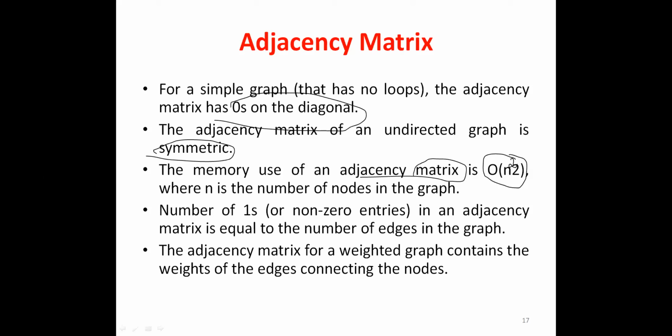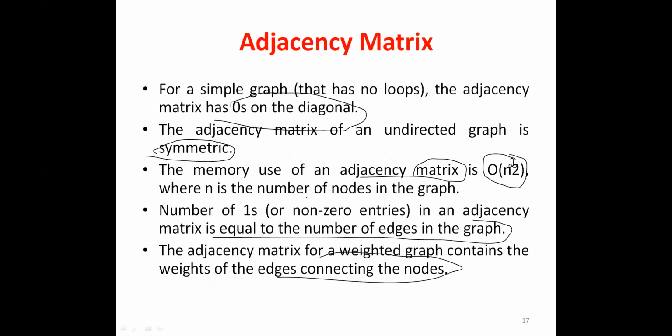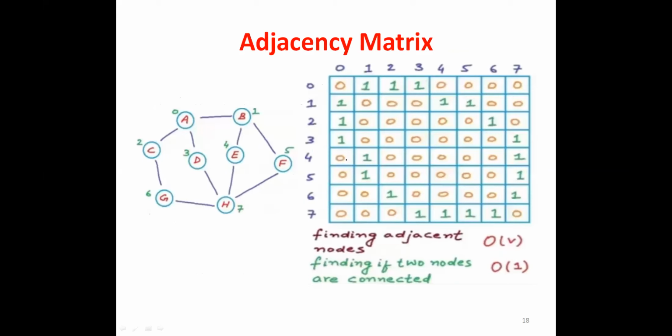So the number of ones in the adjacency matrix is equal to the number of edges in the graph. Yes, the adjacency matrix for a weighted graph contains the weights of the edges connecting the nodes. Okay, that's what. So weight of the edges connecting the nodes. Okay, fine. So I'll complete with this slide.